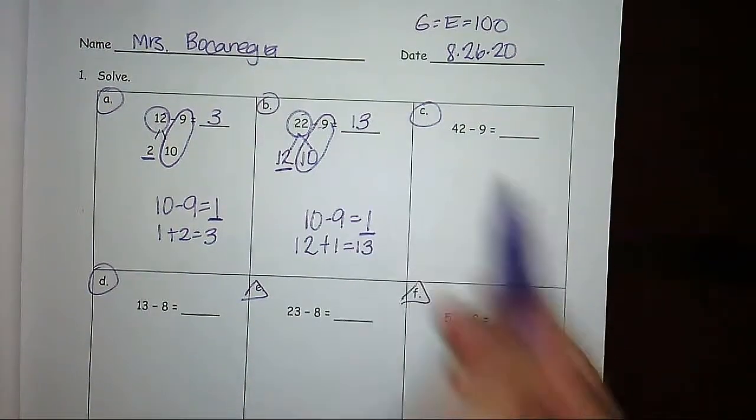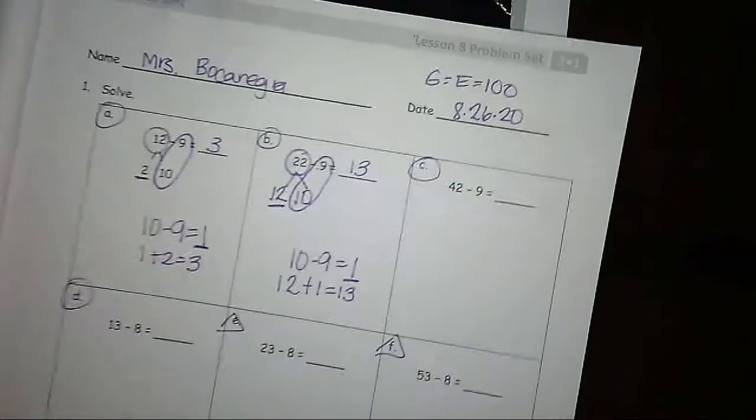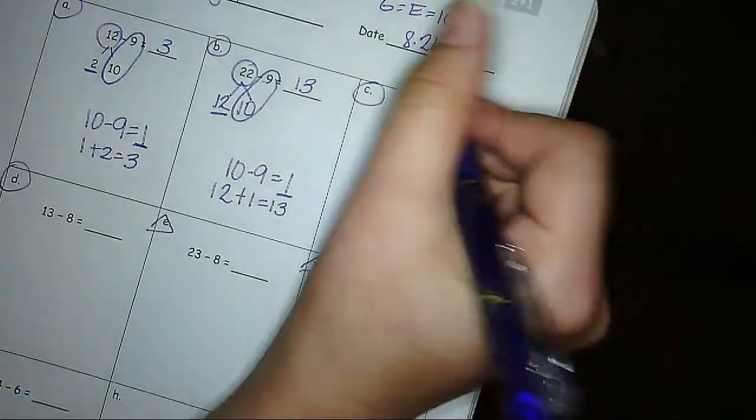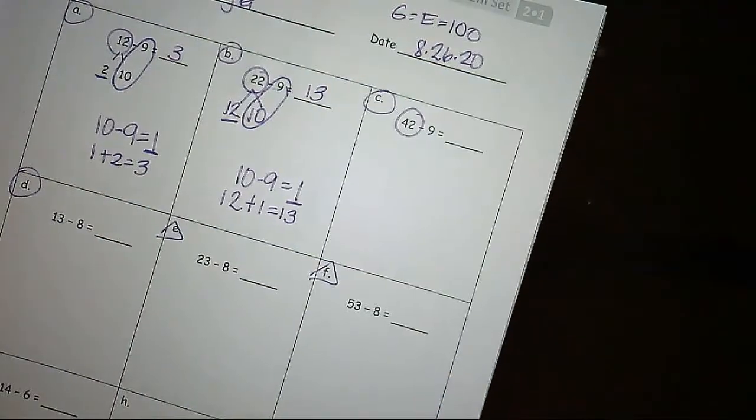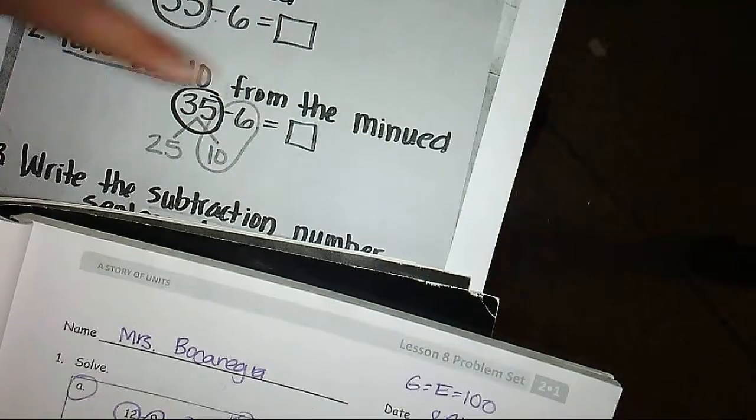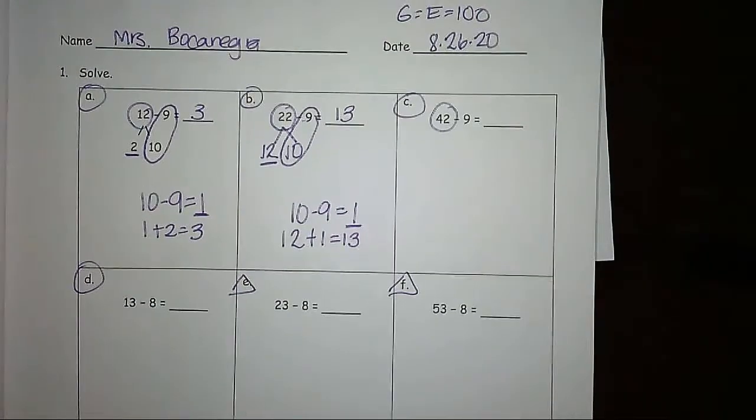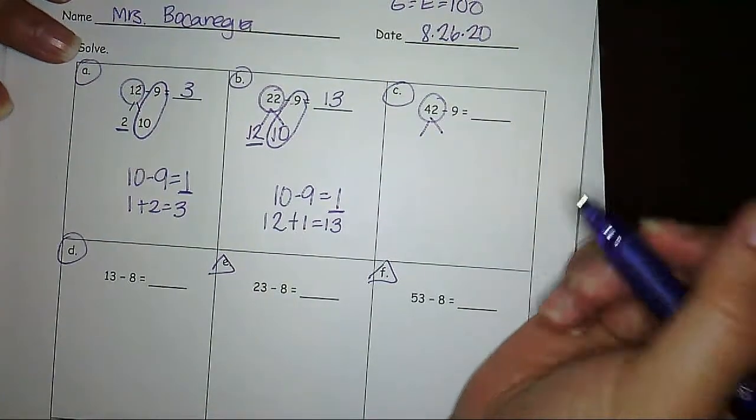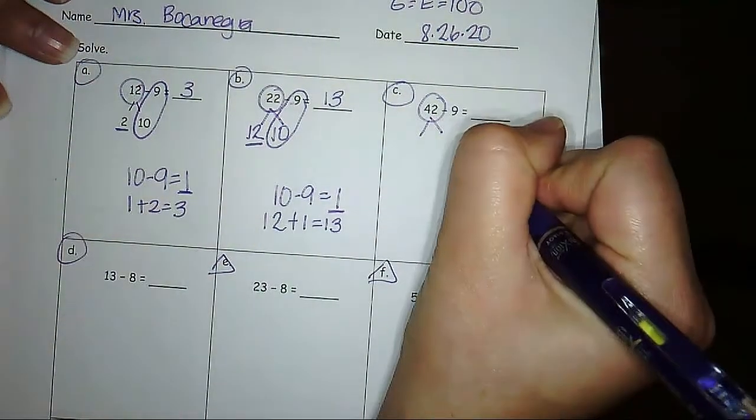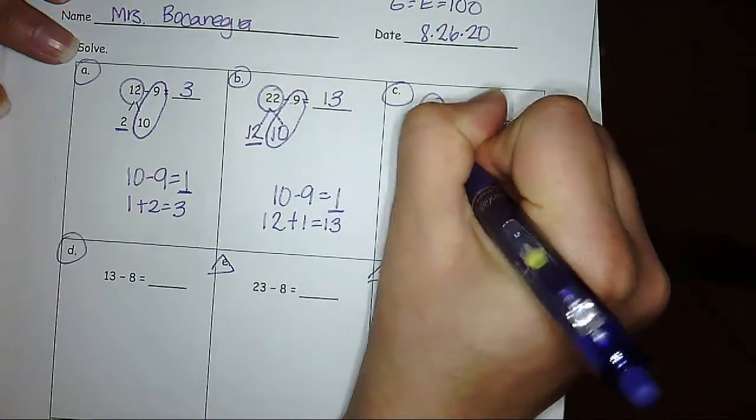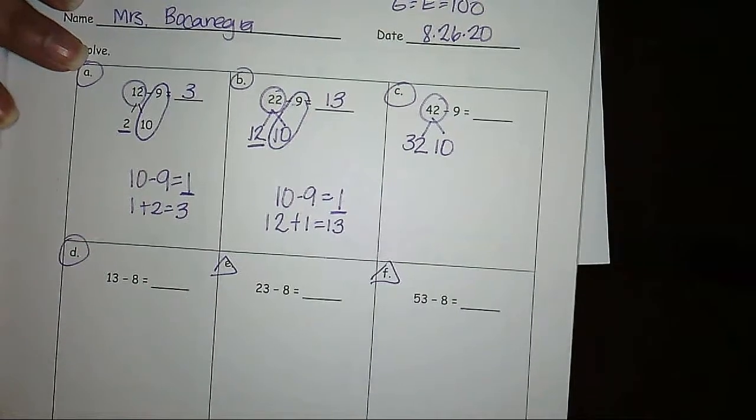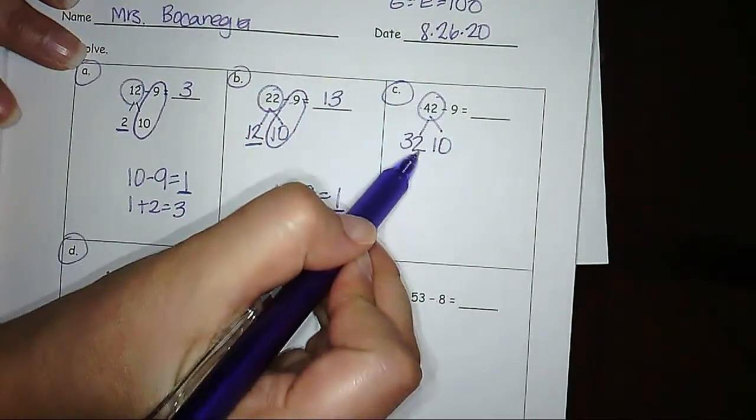Step number 3, problem number 3. Let's see, we're going to say the steps one more time and let's see if you remember. Step number 1, circle the minuend. Do it. You should have that. Step number 2, take out 10. What's step number 2? Yes, take out 10. Do it. Here's what you should have. 10 and 32. Great job, because 32 and 10 make up 42.